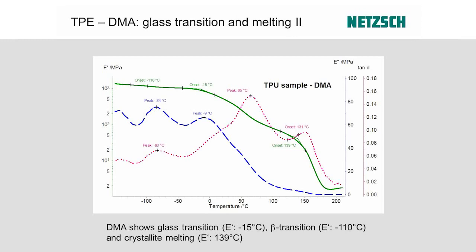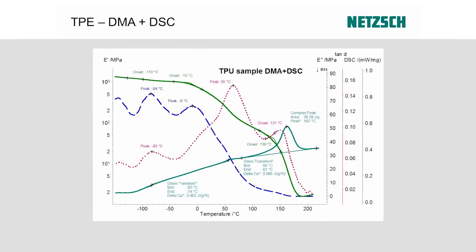And in the end, again, where it greatly softens, you see the crystallite melting of your sample at about 139 degrees. So afterwards, the sample is really soft. And this is all just from the DMA. So let's compare this now to the DSC measurement.